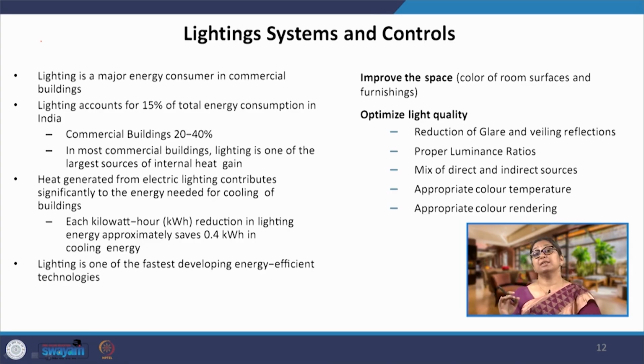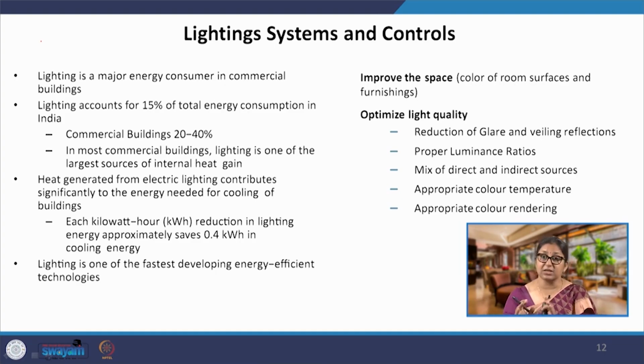Now, once we have designed how the space has to be, how the windows have to be provided, how many windows have to be provided, what glazing material has to be given, what are the passive design architectural features that have to be provided, all that is figured out. Now, on top of that, we have to talk about the lighting systems and controls. So, we are talking about artificial lighting plus the controls of them. So, we are looking at daylighting plus artificial lighting together, especially for 24-hour use buildings.